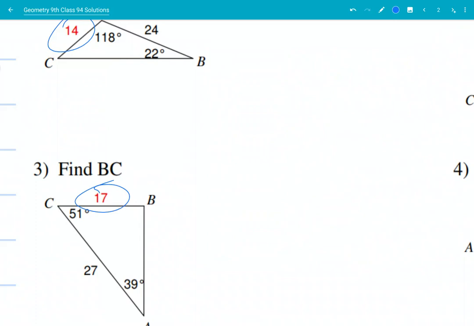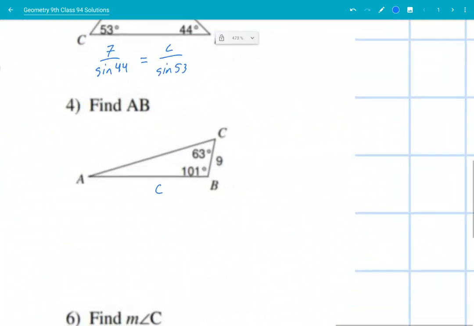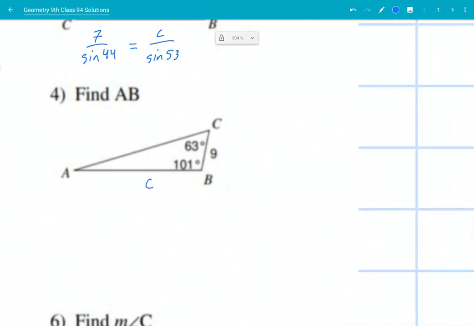There it is. Sweet. Making progress. Okay, we need to find C, which means that we also need to find this angle because this angle is opposite the side they give us. All right. 180 minus 63 minus 101. It's a small angle, 16 degrees.